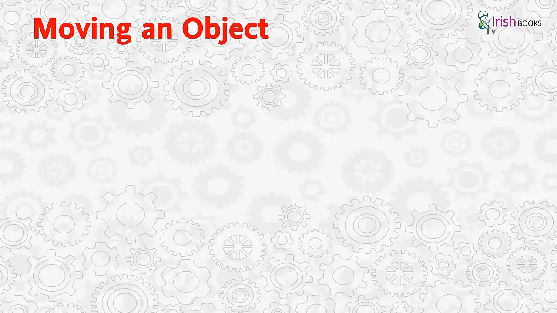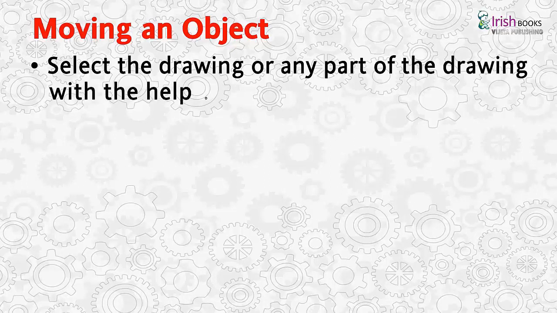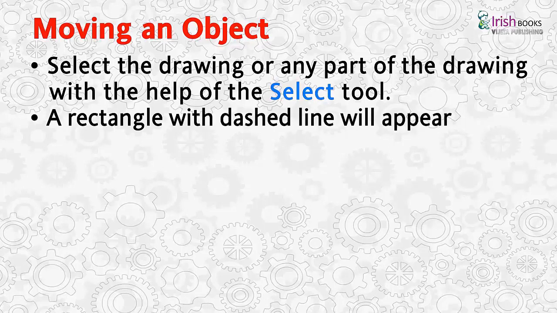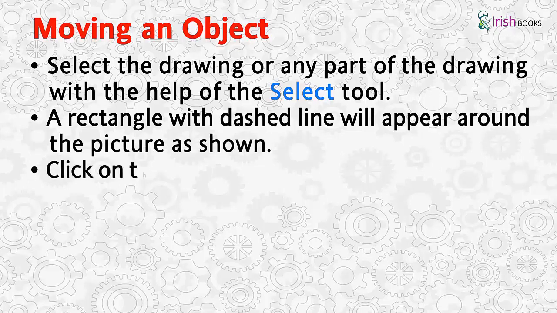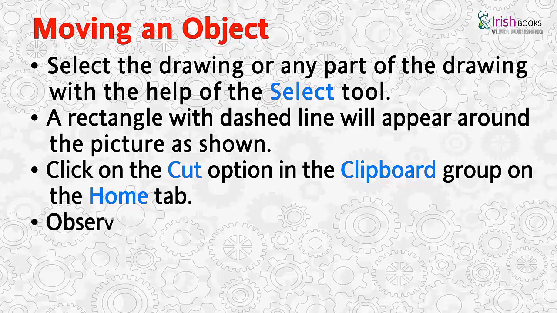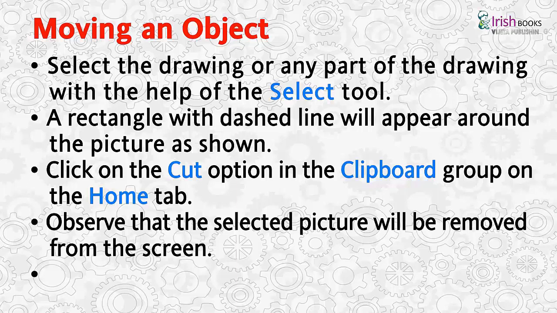Moving an object. Select the drawing or any part of the drawing with the help of the Select tool. A rectangle with a dashed line will appear around the picture as shown. Click on the Cut option in the Clipboard group on the Home tab. Observe that the selected picture will be removed from the screen. Now, click on the Paste option.